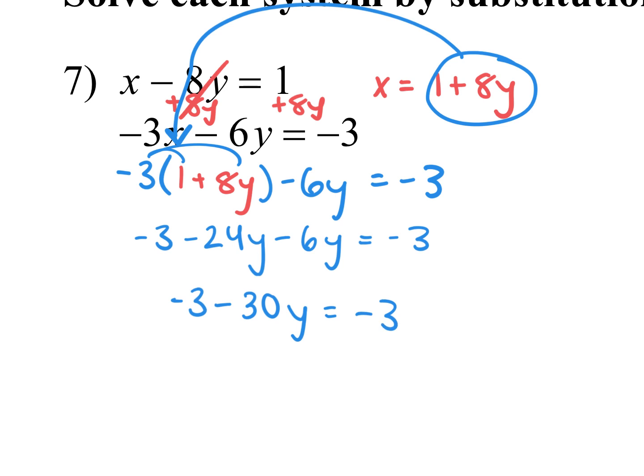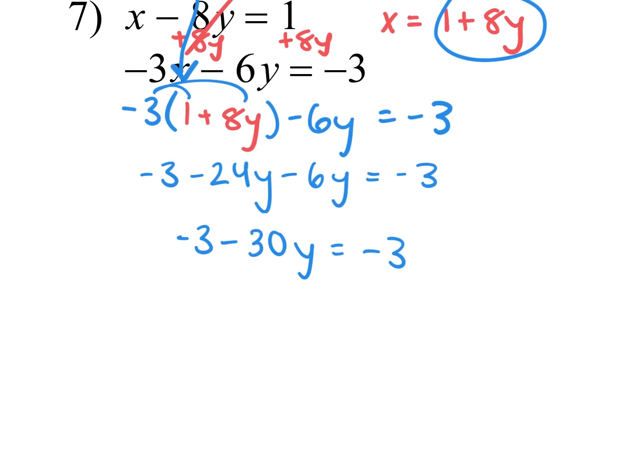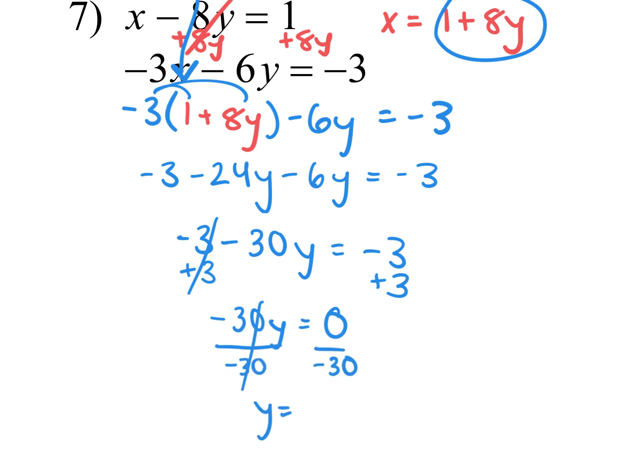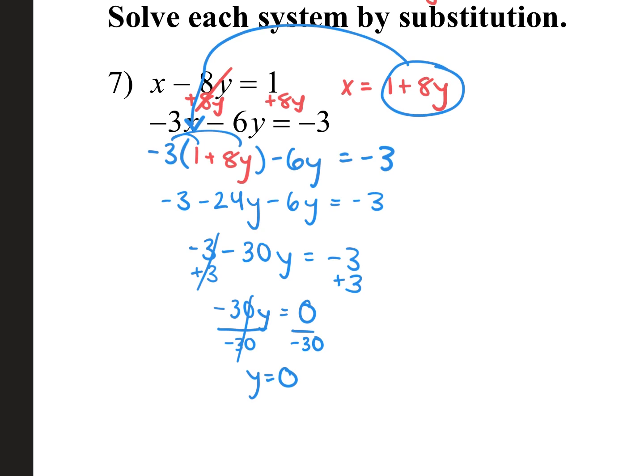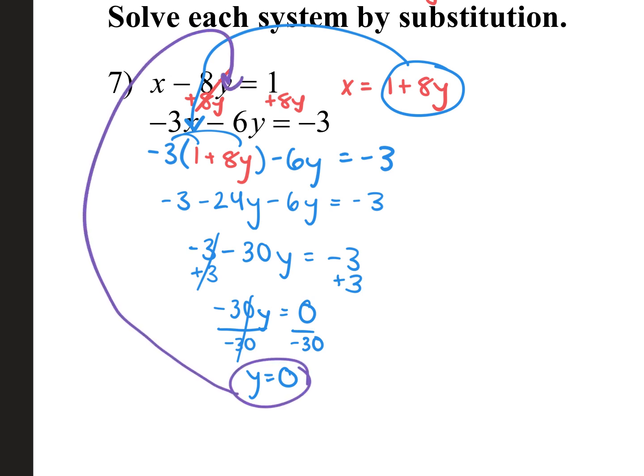What would we do next? Add 3 to the other side. So negative 30y is equal to 0. What do we do next? Divide by negative 30. So what does y equal? 0. 0 divided by 30 is 0. So that's one of our answers. What would we do to find x now? Plug in the y. So I'm going to take y is equal to 0 and substitute that into the y. I'm going to do the first equation. So x minus 8 times 0 is equal to 1.